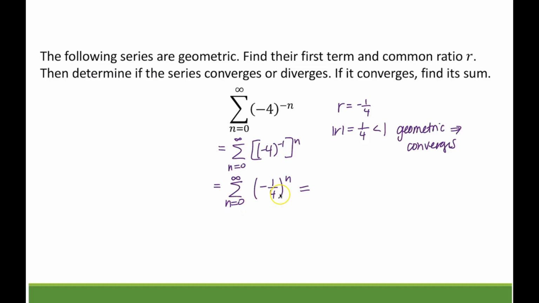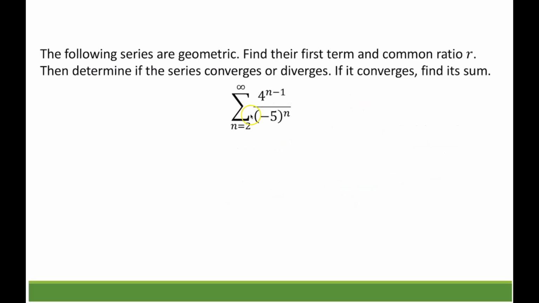If we substitute in 0, -1/4 to the 0 is 1, so my first term is 1, and then 1 minus r. We want to use the original value of r, which is -1/4. So 1 minus -1/4, that's 5/4. And then multiply by the reciprocal, so we end up with 4/5.